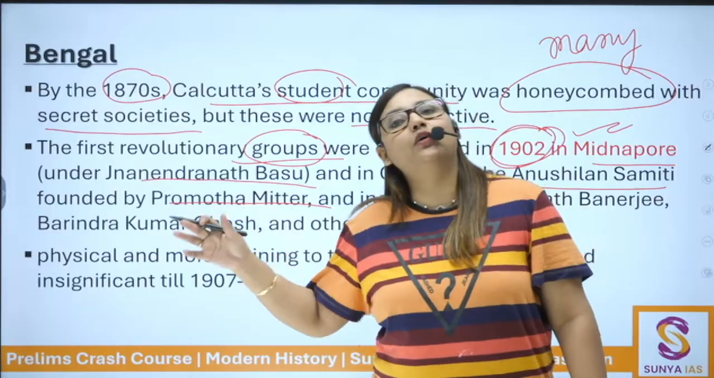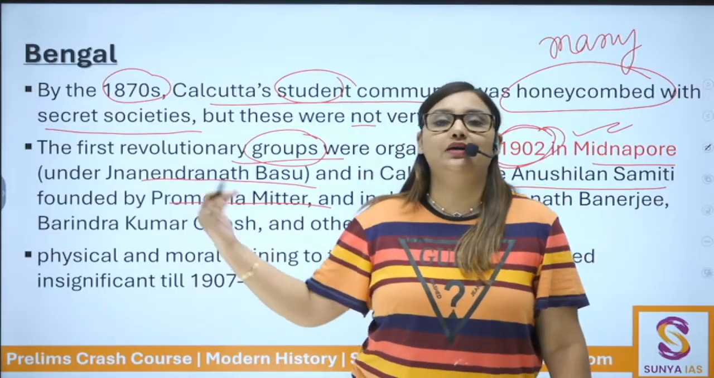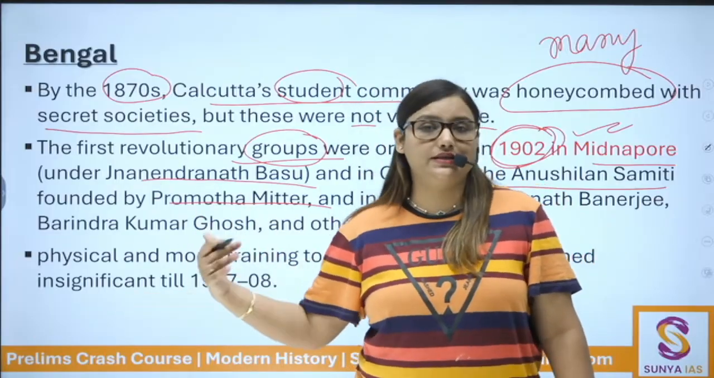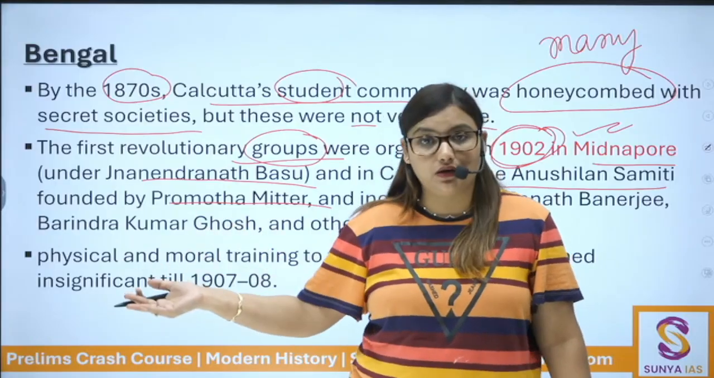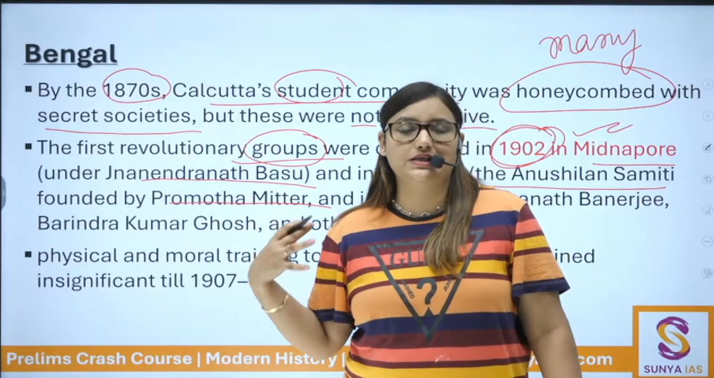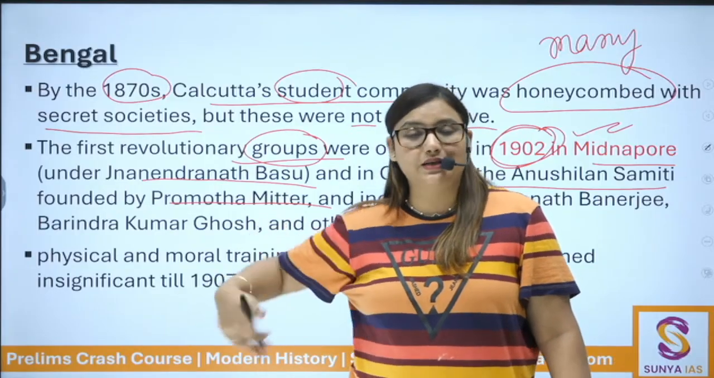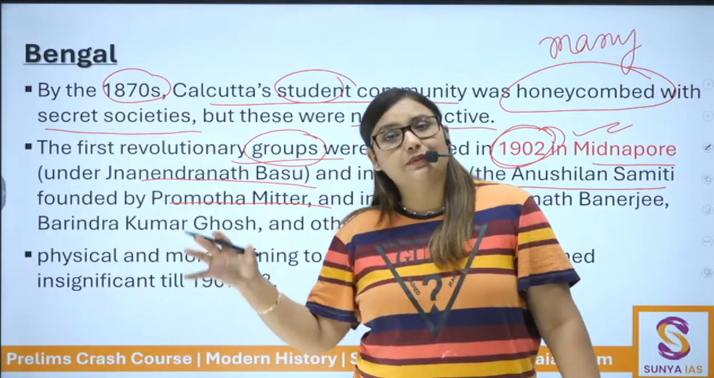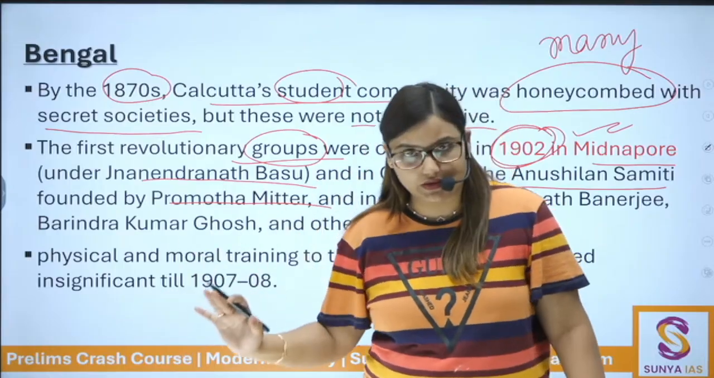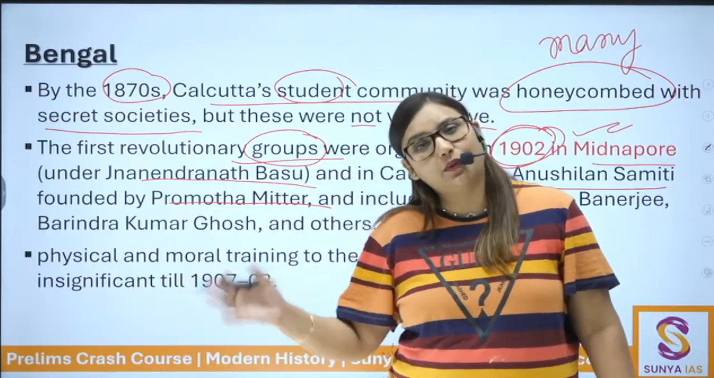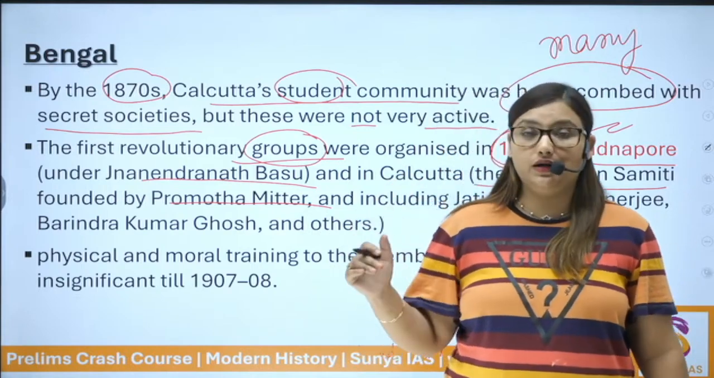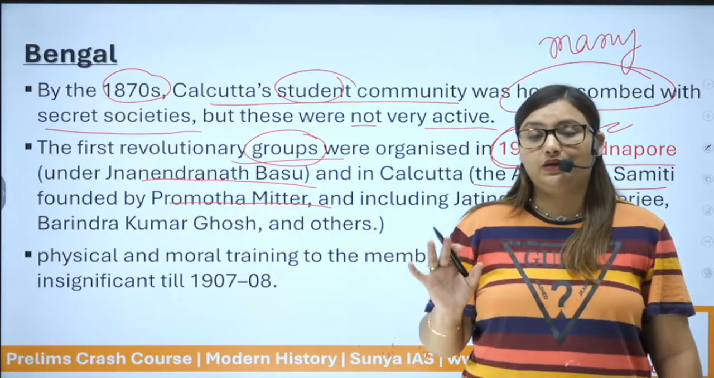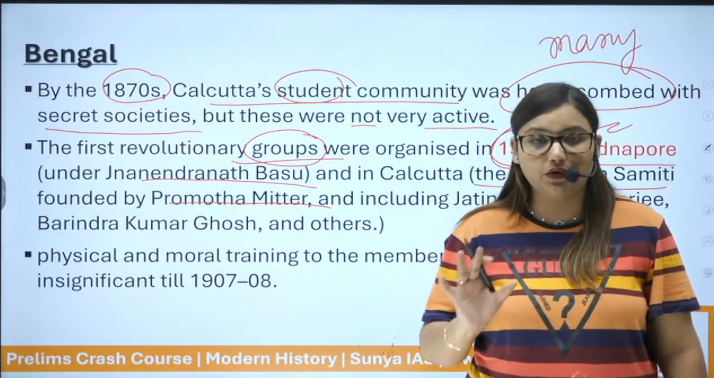Now, why are they known as extremists? Because they can go extra constitutional. They wanted to raise their voice. They wanted to protest. They wanted to go outside the Bengal. And they wanted to mix up with the masses and supported the radical ideas of the revolutionary groups also, but moderate leaders never supported the revolutionary groups. I hope you got the point.